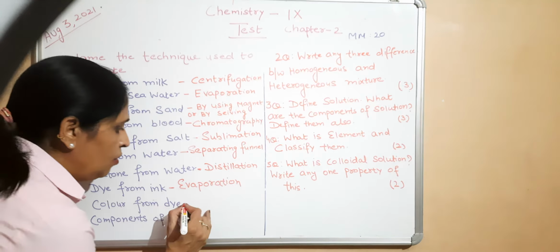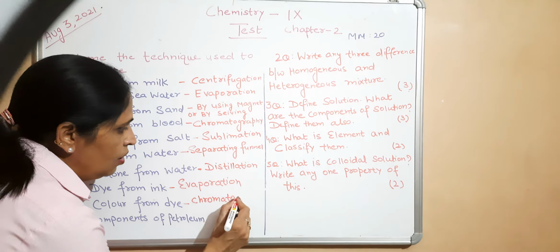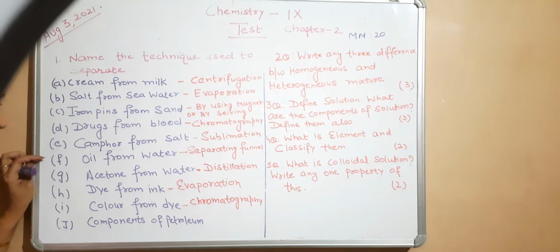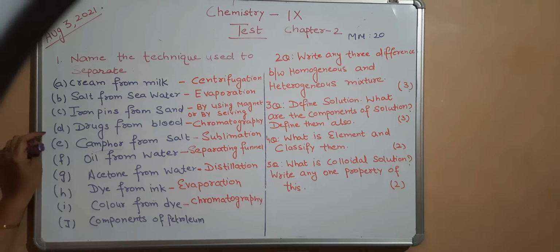Color from the dye. We use chromatography. To separate different colors, because dye is a mixture of colors, and for separating the different colors from the dye we use the technique of chromatography.